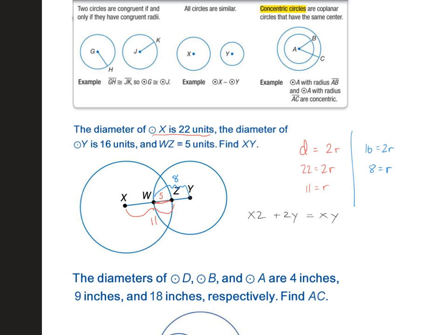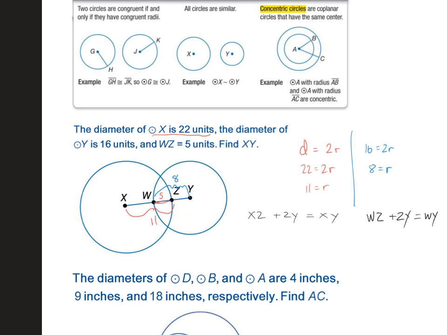I do not know the distance from Z to Y. So I could write another segment addition postulate. I could say that WZ plus ZY equals WY. And that's the equation I want to start with. So again, I'll repeat. If I say WZ plus ZY, that equals WY.